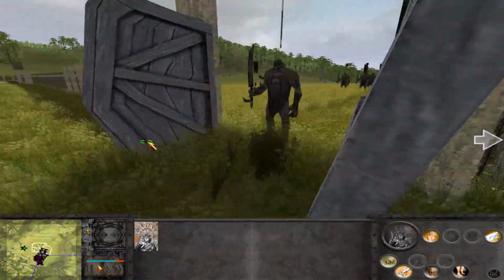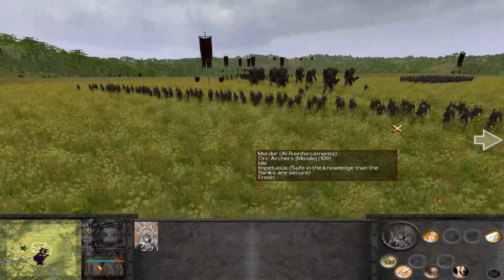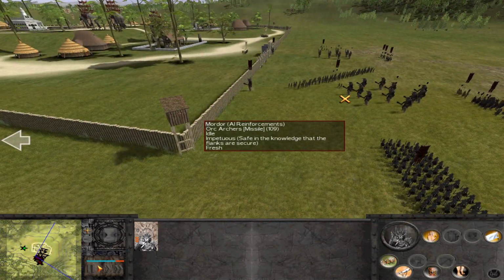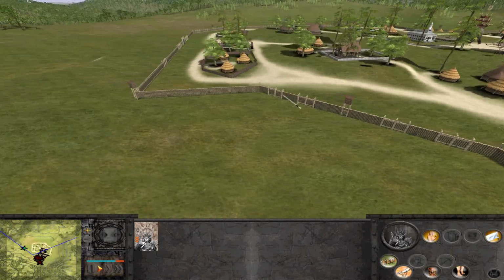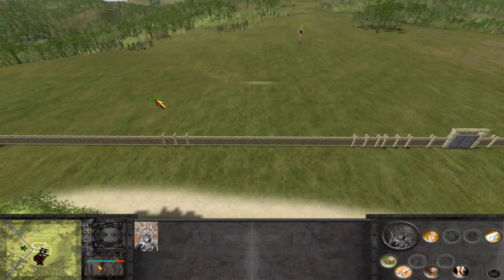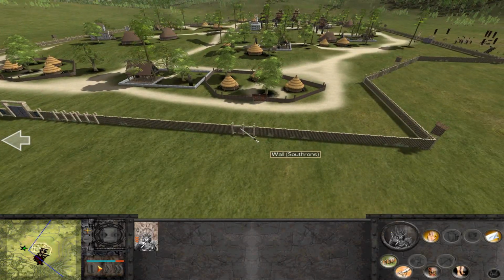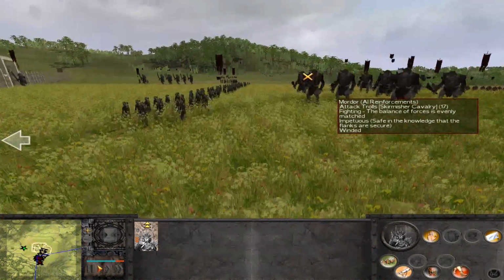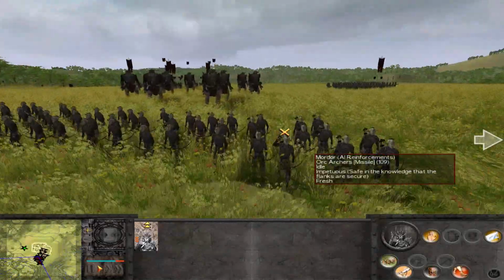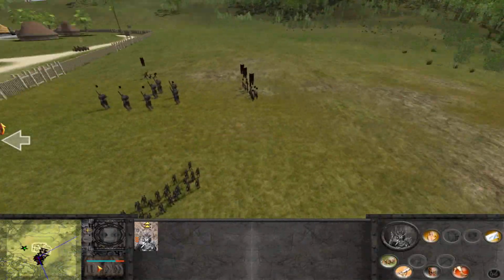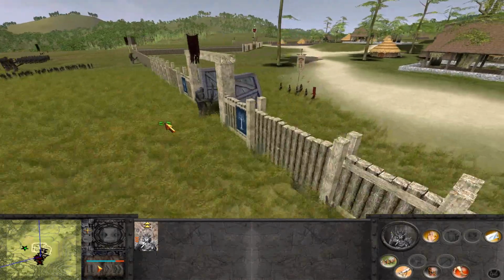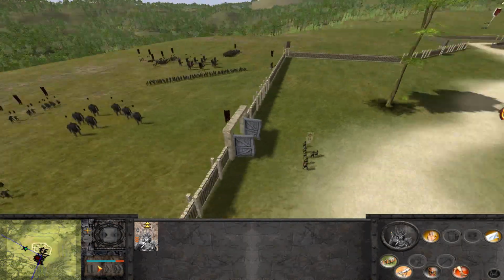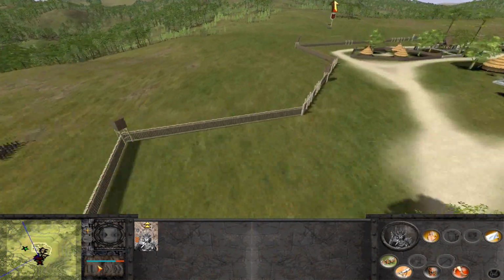The gate has been destroyed, but they are just standing here for some reason. We should move in Sauron and destroy bits of the palisade. Maybe that will trigger the AI into moving. Sometimes the AI can just stop its movements, and then when the player acts, they will start to move. They're waiting on the player, I think.